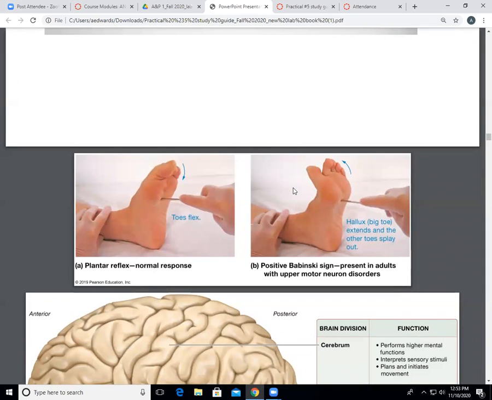So for adults, plantar reflex is the normal response, toes flexing. But if you have a positive Babinski sign, that's present in adults that have disorders in their upper motor neurons.